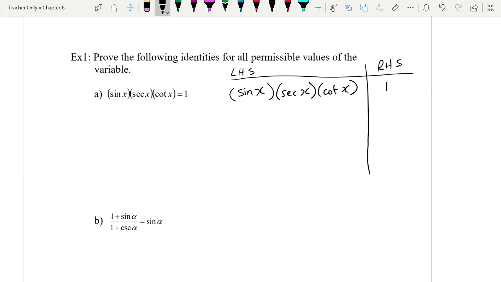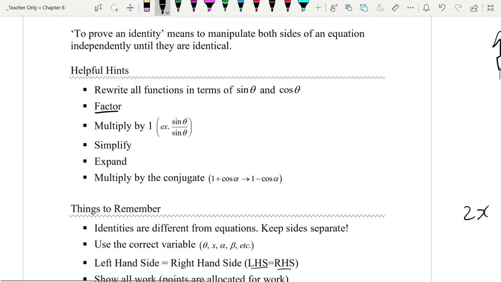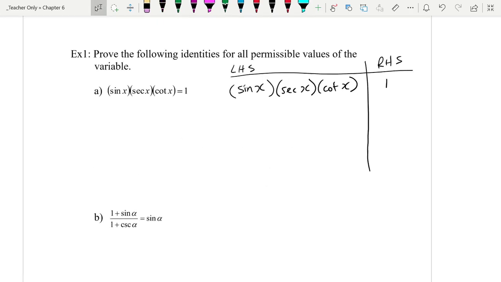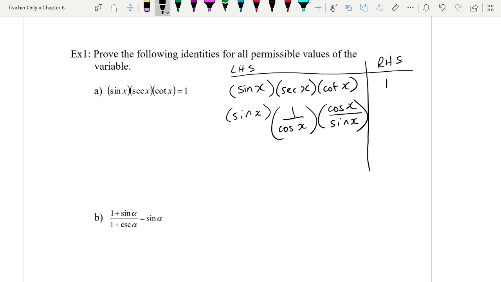So, what's the best thing? Okay, well, let's go back to my first hint. Oh, yeah. Why don't we just rewrite everything in terms of sine and cosine? So let's go back and do that. This one's already in sine, so we'll leave it alone. But secant is 1 over cosine, and cotangent is cosine over sine. And I think you can see where this proof's going. Sine divided by sine is 1. Cosine divided by cosine is 1. 1 is equal to 1. And then you'd say, therefore, left-hand side is equal to right-hand side.